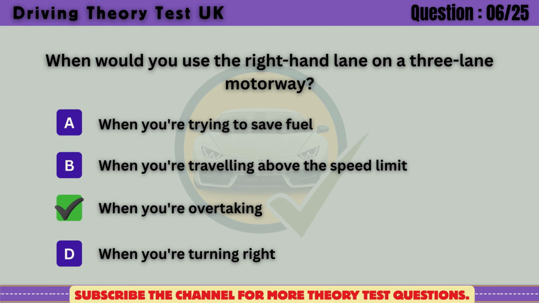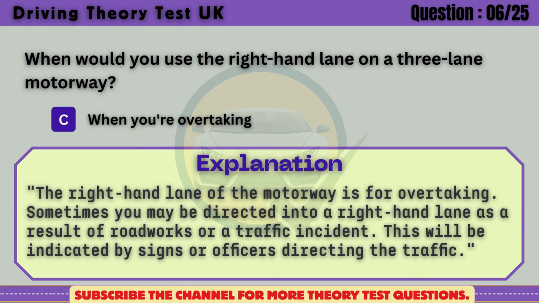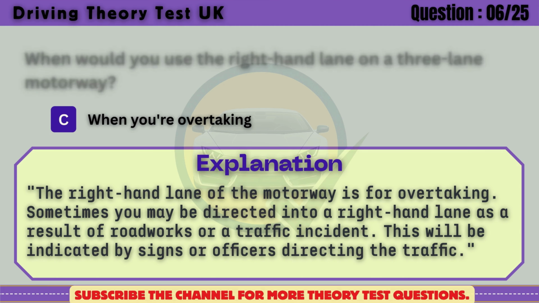Answer was C. When you're overtaking. The right-hand lane of the motorway is for overtaking. Sometimes you may be directed into a right-hand lane as a result of roadworks or a traffic incident. This will be indicated by signs or officers directing the traffic.